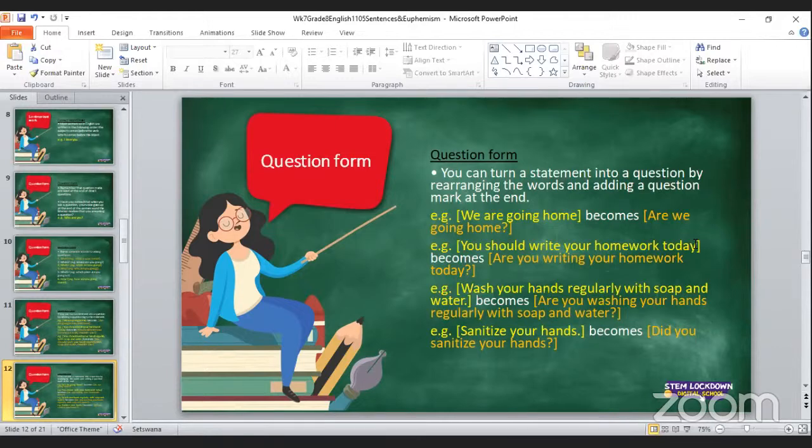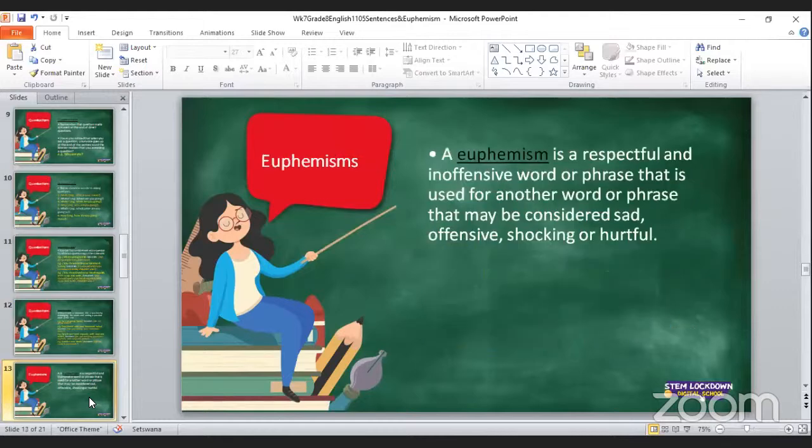Are we going home? You can really imagine your little brother, your little sister asking you this. Maybe you went to the shop, you are wasting time there. Because they get impatient, your sibling is like, brother, sister, are we going home? Yes. So that is all with question forms. So let's go to something new, what we call euphemism.